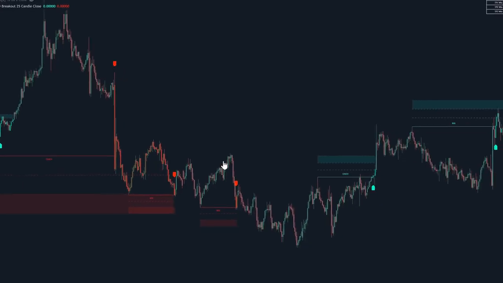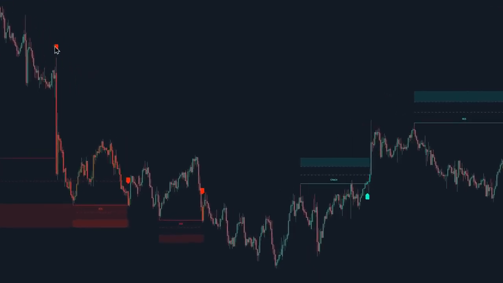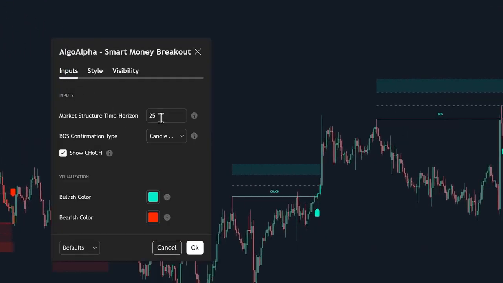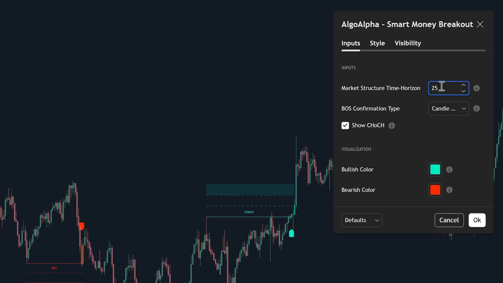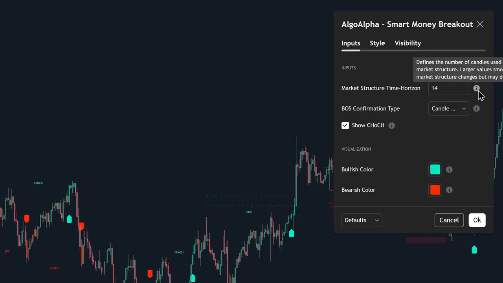Now, if you go into the settings, you'll see a field called Market Structure Time Horizon, which has a default value of 25. I'm going to reduce mine to 14 because this defines how many candles the script looks back to determine the market structure. Larger values make the structure shifts smoother, but may delay signals, while smaller values catch the changes sooner, but can also lead to more noise.